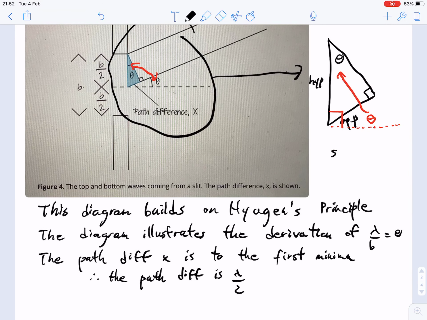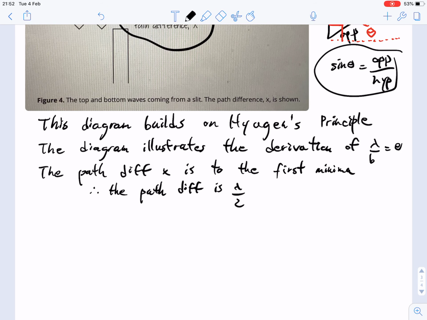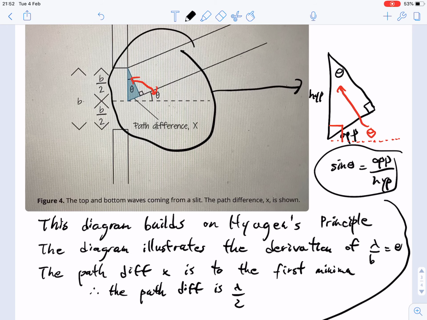And we're trying to say sine of angle theta is opposite over the hypotenuse. And we're going to bring that down here. We'll go a little bit further into that. The other thing to keep in mind, though, is that this diagram builds on Huygens principle.